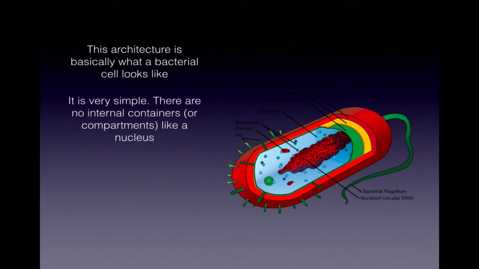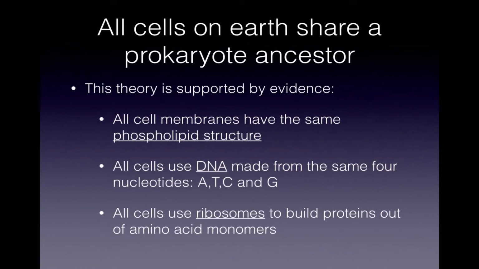All right, and notice how simple this is. There are no internal containers or additional compartments, for example, like a nucleus or mitochondria or anything like that. This kind of cell architecture is called prokaryotic, and cells that have this type of cell structure are called prokaryotes. Okay? Now, all cells on Earth share a prokaryote ancestor.